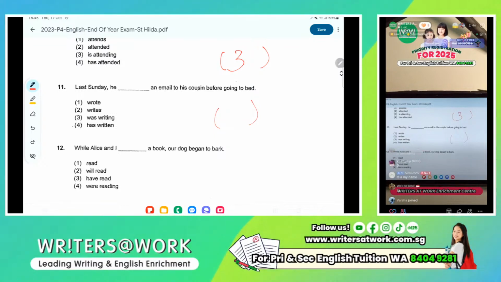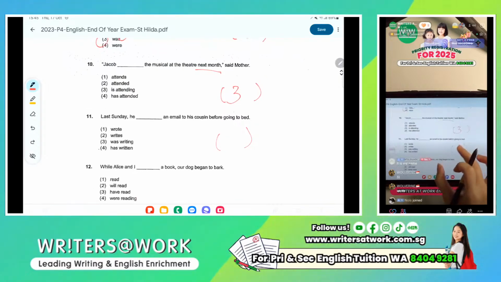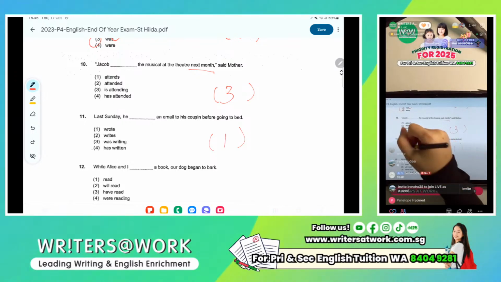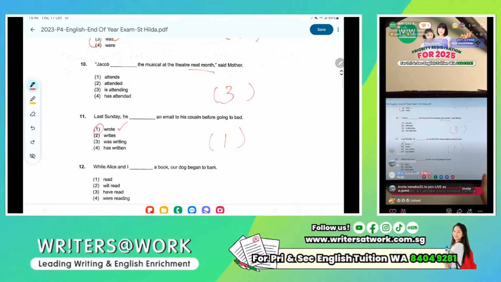Okay, last Sunday, he blanked an email to his cousin. This is simple past tense, which is why the answer for question 11 is wrote. Oh, your name is Jacob. Okay, hello, Jacob. He wrote an email to his cousin.